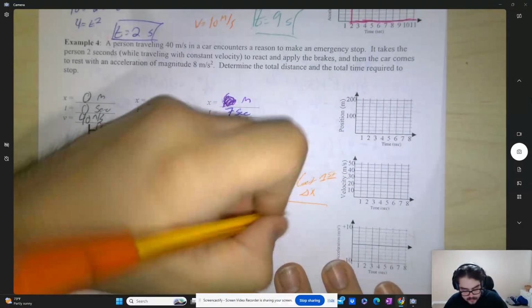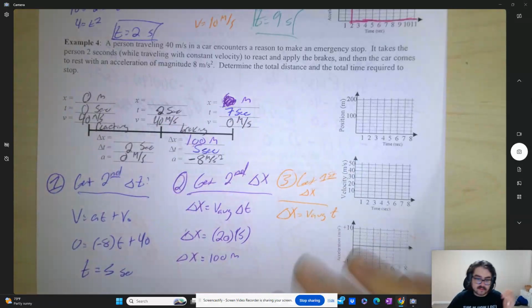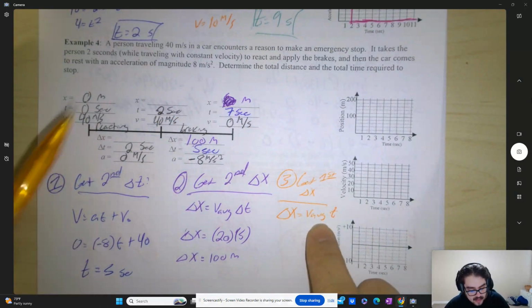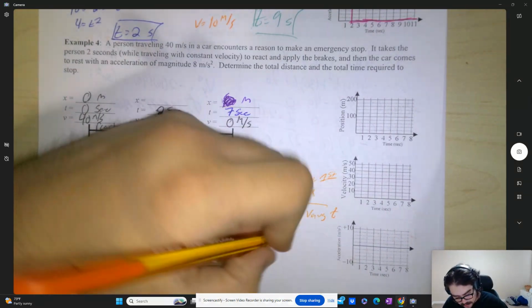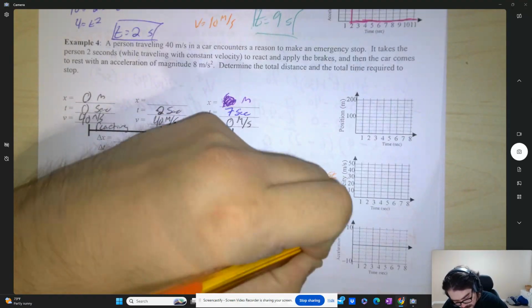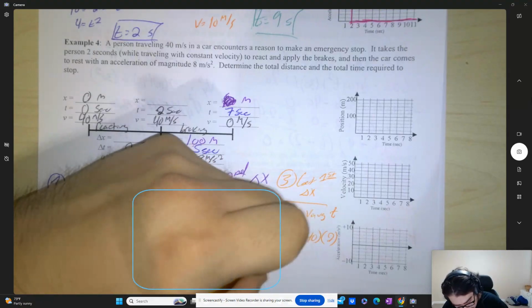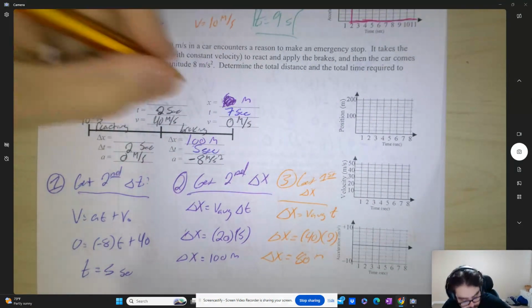Well, let's see. I'm going to do the same thing. Delta x equals V average times time. I don't really like using V average, but it works out just fine here. Average velocity for the first segment: you start at 40, you end at 40, so your average is just 40, right? And the time it takes for you to do that is 2 seconds, so I travel 80 meters. Boom, 80 meters.